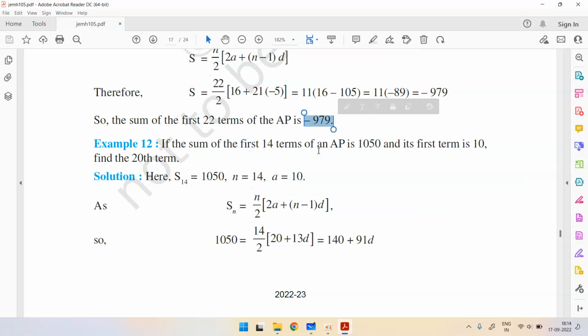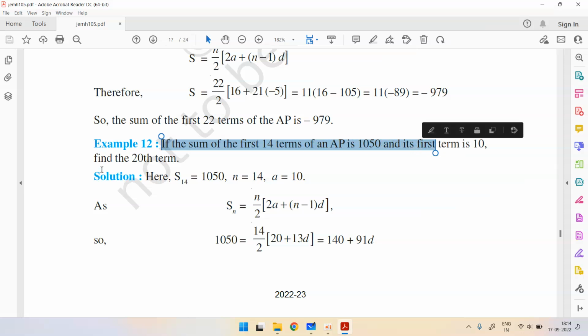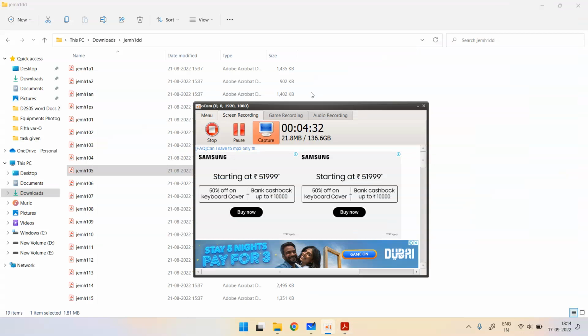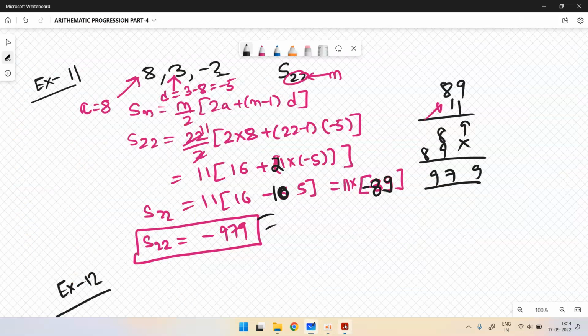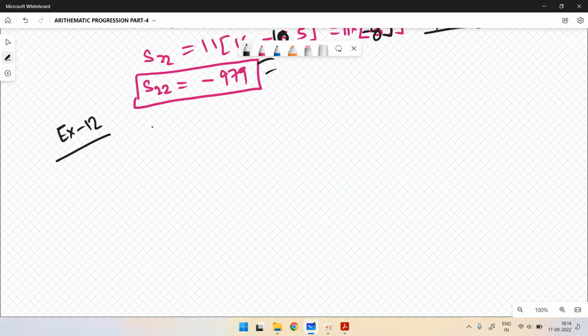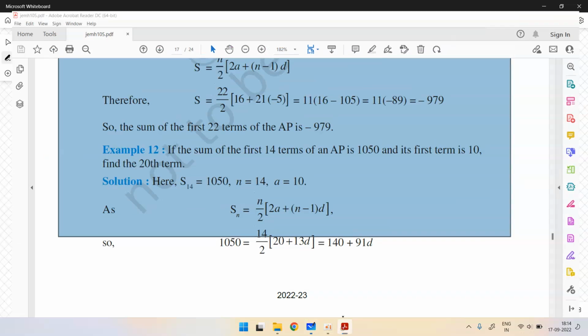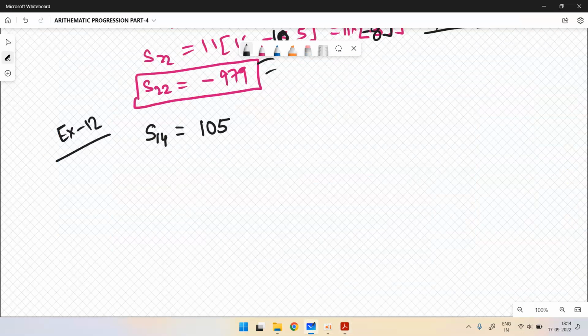Find the 28th term if the sum of first 14 terms of an AP is 1050, and its first term is 10. So the sum of 14 terms, S of 14, is given to be 1050.